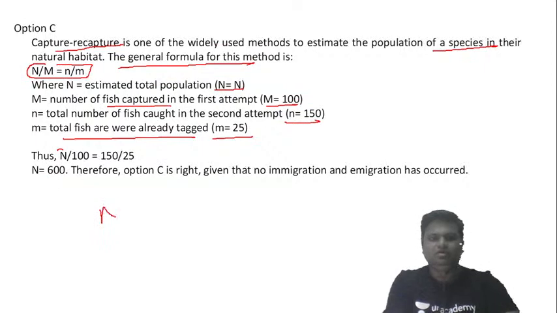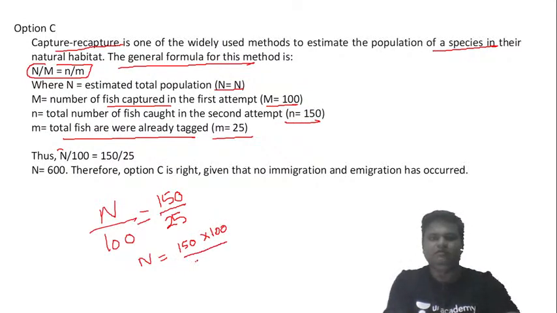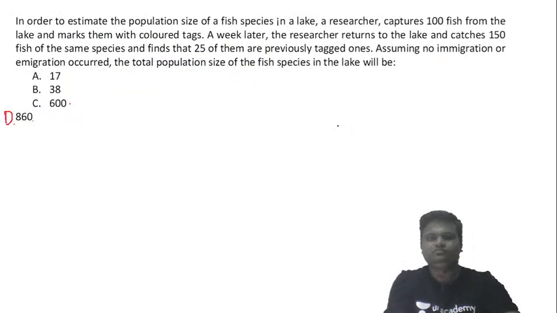So N by 100 will be equal to 150 by 25. So N will be 150 into 100 upon 25. So this one will be equal to 600. So option C is right, given that no immigration and emigration have occurred. So option C is the correct option. This one is based on the mark and recapture method.